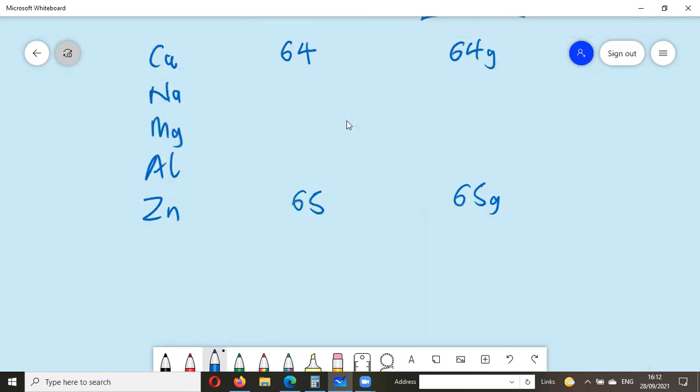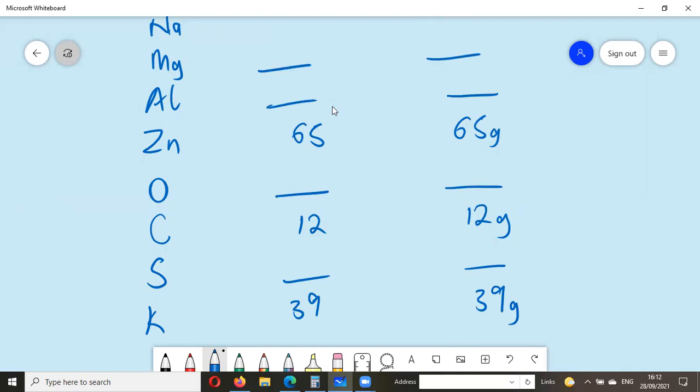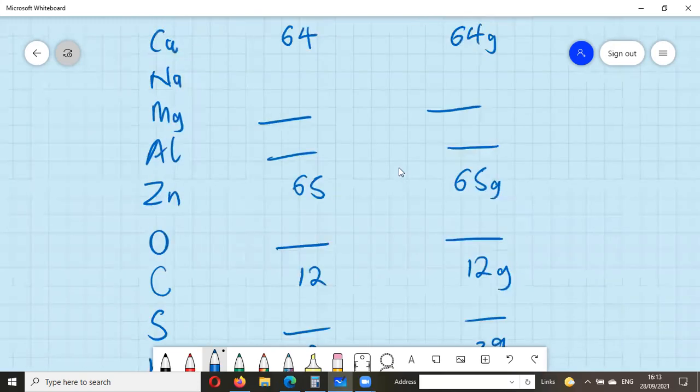Then we have oxygen, carbon we said it is 12. So carbon, we don't repeat that one. 12, even here, 12 grams. Sulfur, we don't know what is here. Potassium, we saw potassium was 39, and here 39 grams. So we have this, that, magnesium, this. I'm going to distribute the questions now to you people.